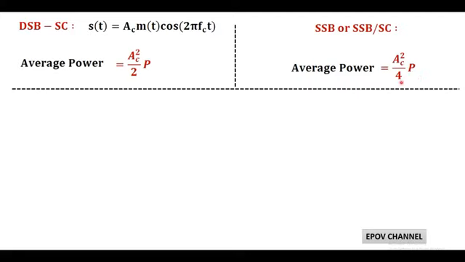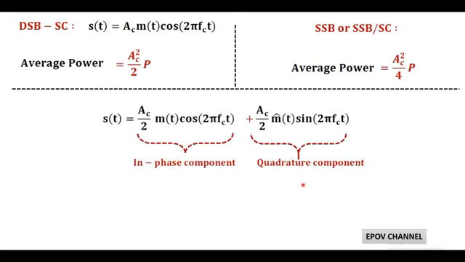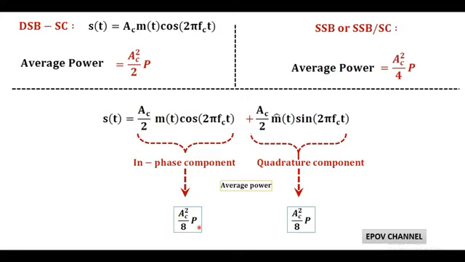Now, as SSB contains in-phase and quadrature components with the same average power, and since total average power of SSB is Ac² upon 4 into P, we can say that the average power of both in-phase and quadrature components is half of that, and it is Ac² upon 8 into P. Next, for noise performance, we first derive input SNR, also called pre-detection SNR.